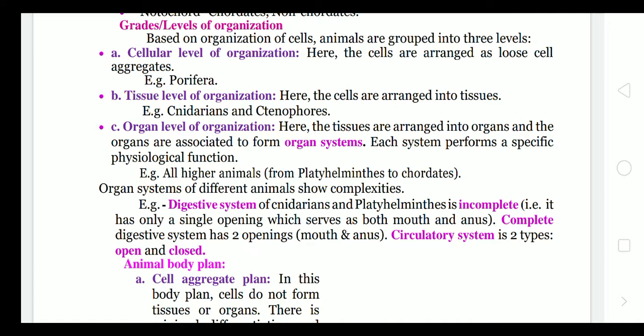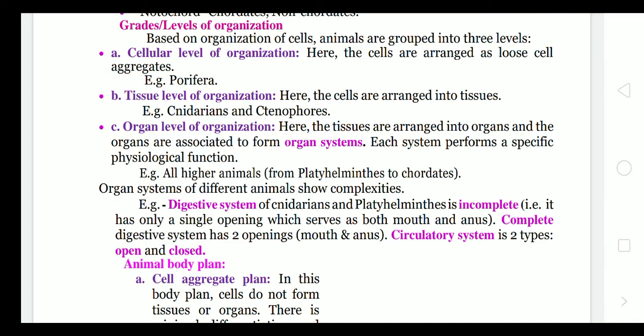First, the cellular level of organization, where all the cells are arranged as a loose cell aggregate. For example, we studied this in Porifera, which is one of the phyla. In Porifera, where sponges are seen, the cells unite and form a body, but each separate cell can be considered a different individual. This is not the same in the tissue level organization, where the cnidarians and ctenophores are included. There, cells form tissues, that means they are a little bit more united.